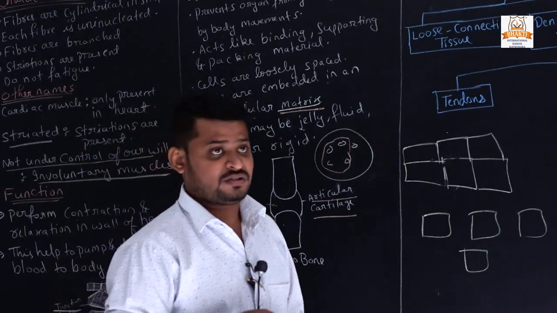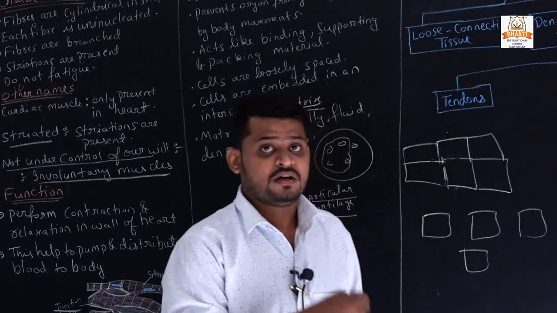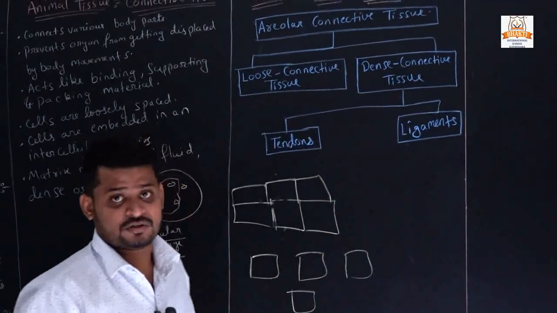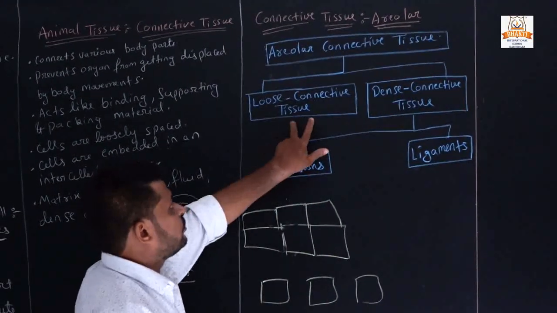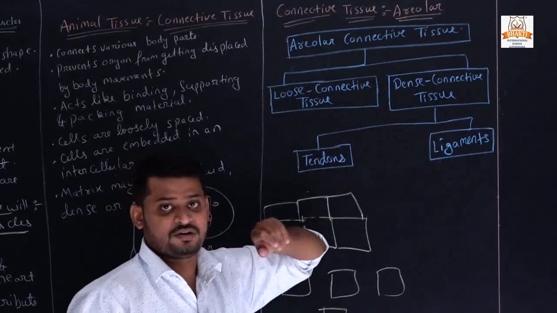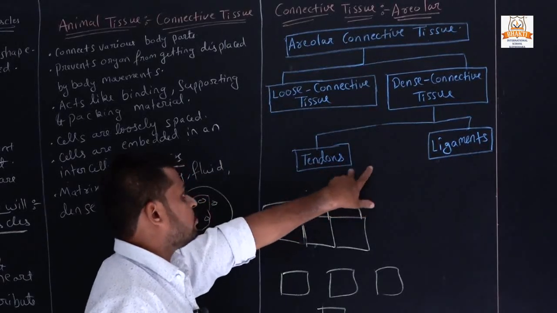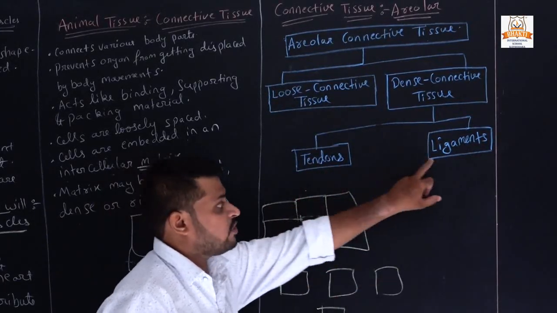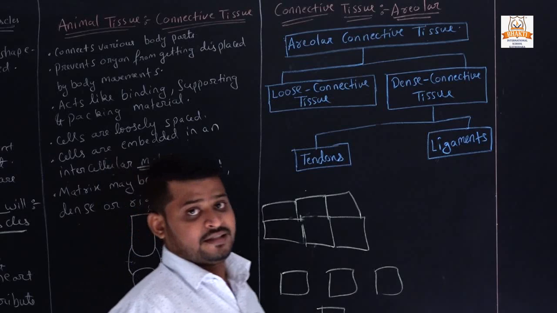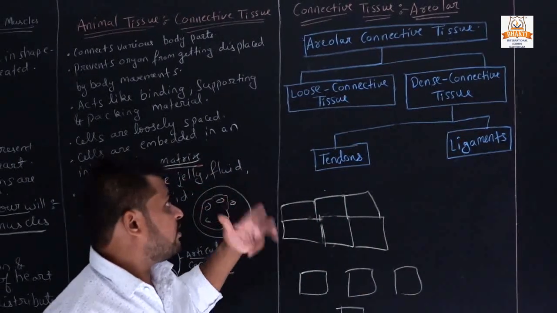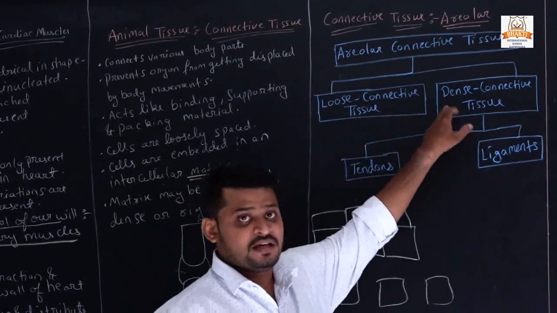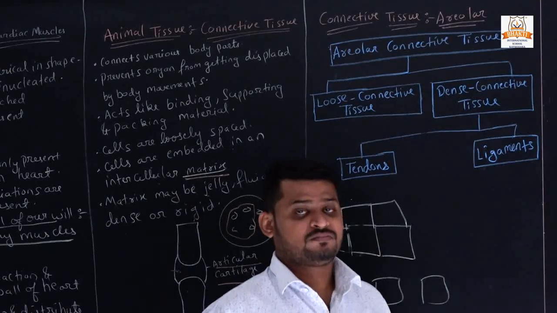There are two types of connective tissues. Now you will see the first type of connective tissue is areolar connective tissue. In areolar connective tissue, there are two types: one is loose connective tissue, the second one is dense connective tissue. And dense connective tissue is also of two types: one is tendons and one is ligaments. So this is our first type of connective tissue, the areolar, and the areolar has also two types of tissues, and loose and dense have also two types of tissues.